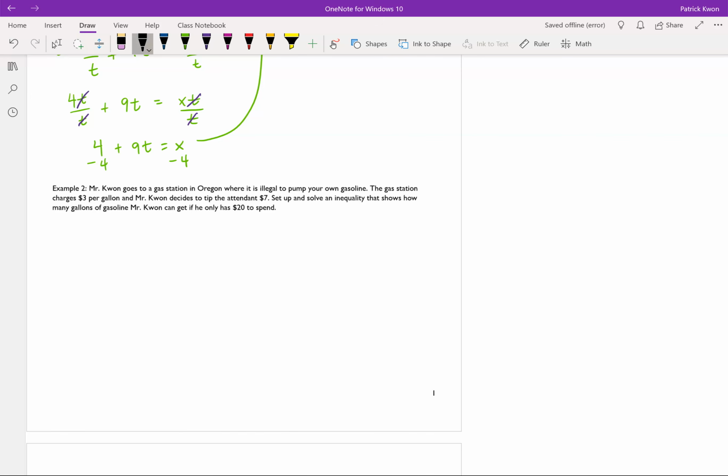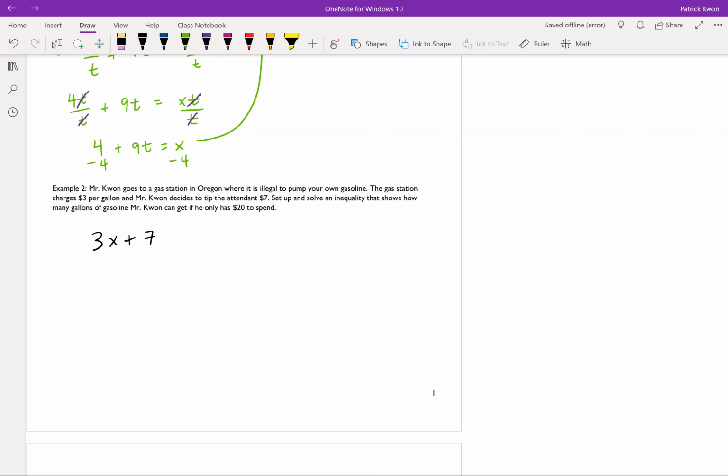So we know that the amount of gas I can get can only be a certain amount because I only have $20 to spend. And I know that my total charge or total cost is going to be 3 times the number of gallons that I get. I'm going to represent that with the variable x, and then I have to add on that $7 tip. So for example, if I got 2 gallons of gas, then it would be 3 times 2 plus 7, which is 6 plus 7, which is 13. So if I got 2 gallons of gas, my cost would be $13.